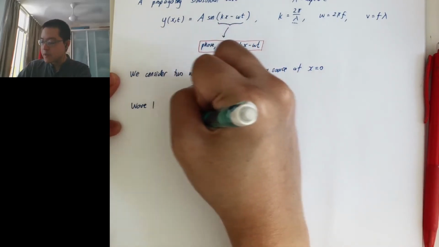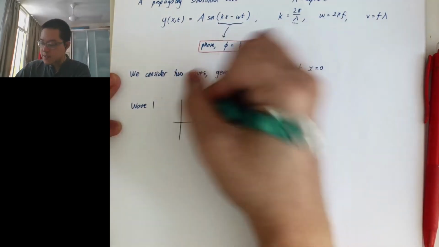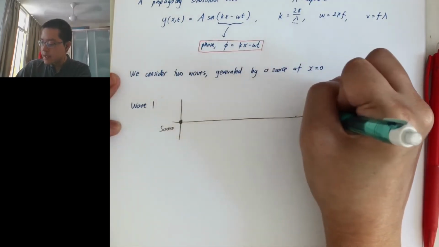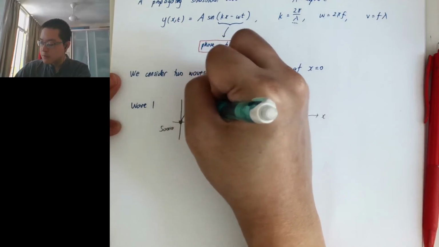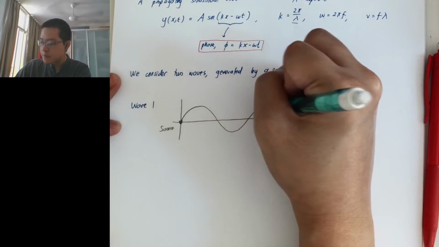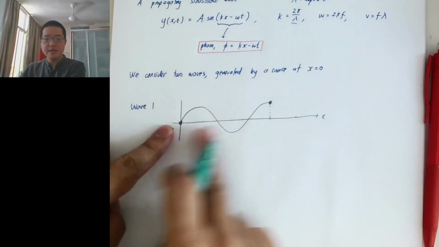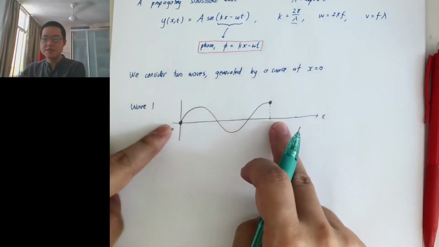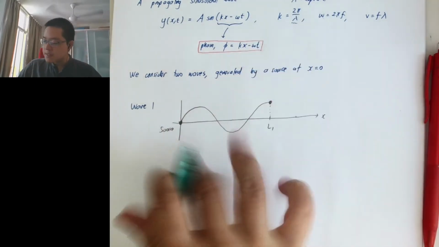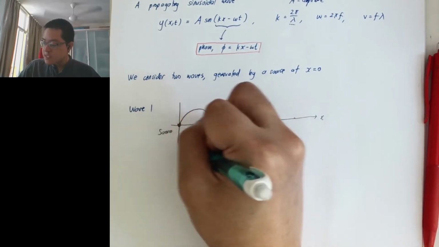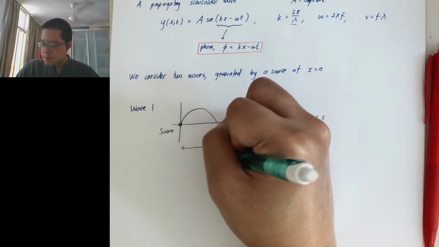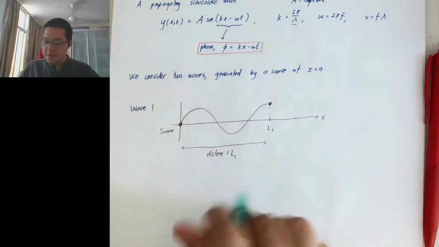So for the propagating sinusoidal wave, let's say my source is here at x equals to 0. This is my x-axis, right? So maybe my wave is until here, right? So let's say the light source is here, and then I shine onto something, a screen or some surface here. The position is L1 distance away from the source. So the distance from the source to this point is L1.